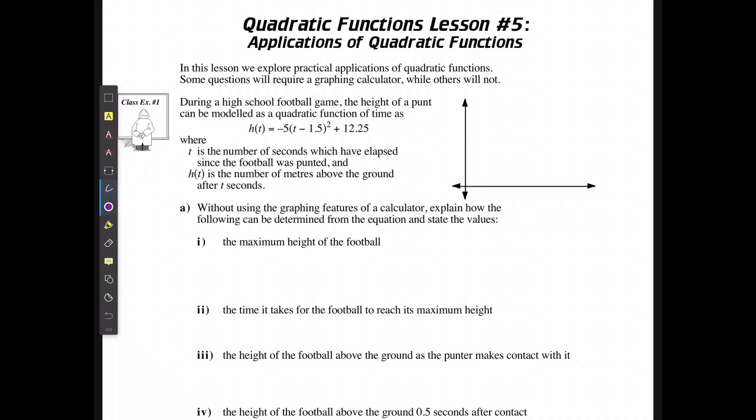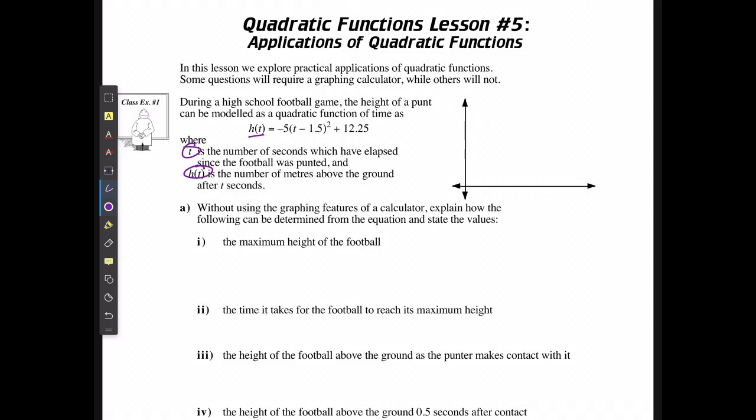Okay, for this lesson we're going to look at practical applications for quadratic functions, basically problem solving with quadratic functions. So, we're told during a high school football game, the height of a punt can be modeled as a quadratic function of time where h(t) = -5(t - 1.5)² + 12.25. In this case, t is the number of seconds which have elapsed since the football was punted, and h(t) is the number of meters above ground after t seconds.